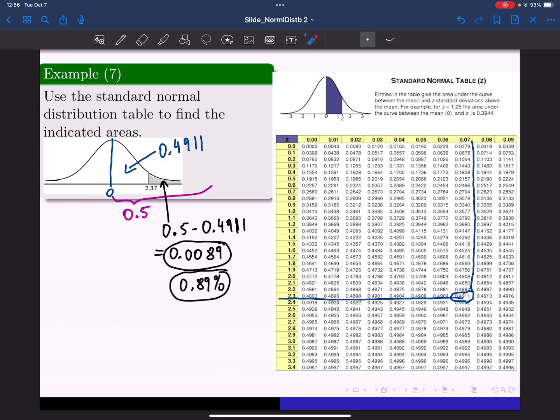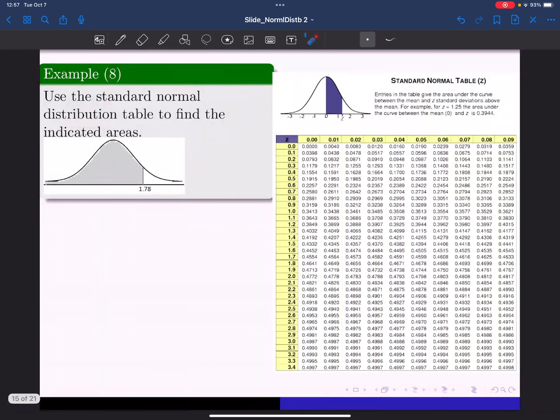And that should roughly make sense because within 3 standard deviations, almost all the data lies. So between 2 and 3, it's a very small percentage of data. In order to solve these types of problems, we use the properties that half of the area is 50% or 0.5, and the total area under the curve is 1.